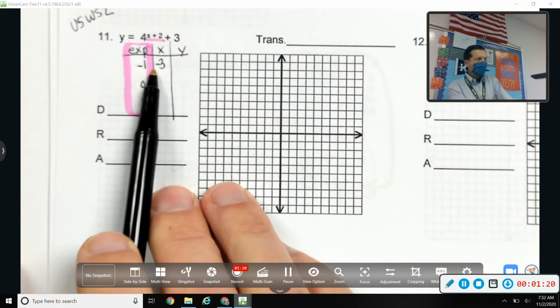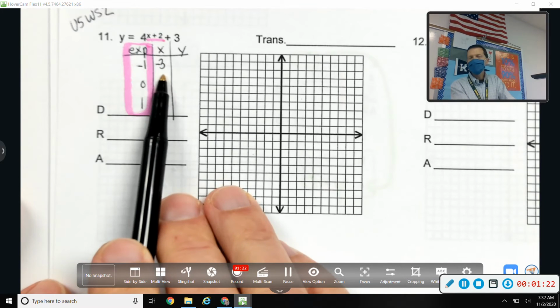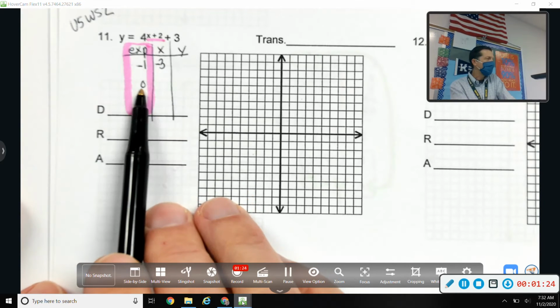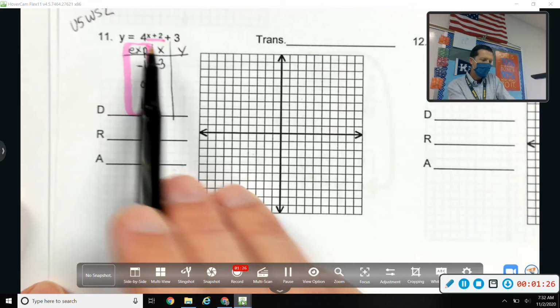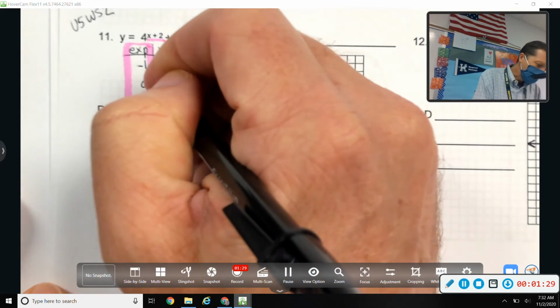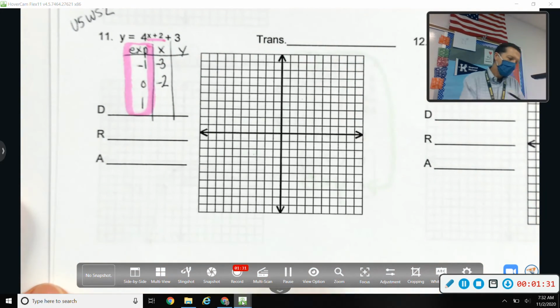If you get stuck, then maybe don't do -1 first. That's usually the hardest one to figure out. Do 0 first, because usually that's easy to figure out. -2 plus 2 would be 0. And -1 plus 2 would be 1.